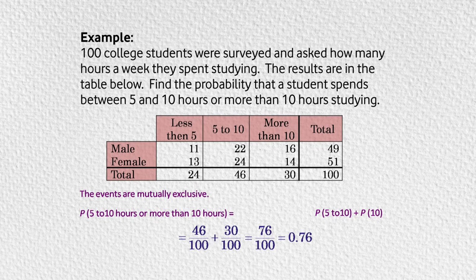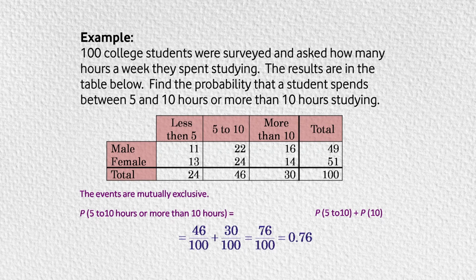So what we have done in the beginning stage, the way we have done in the previous rules, we have plotted the table. Male with less than 5 is 11, male with 5 to 10 is 22, more than 10 is 16, and total is 49. Female with less than 5 is 13, 5 to 10 is 24, more than 10 is 14, total comes to 51. So now what we have done, we have first drawn the table, and the events are mutually exclusive.